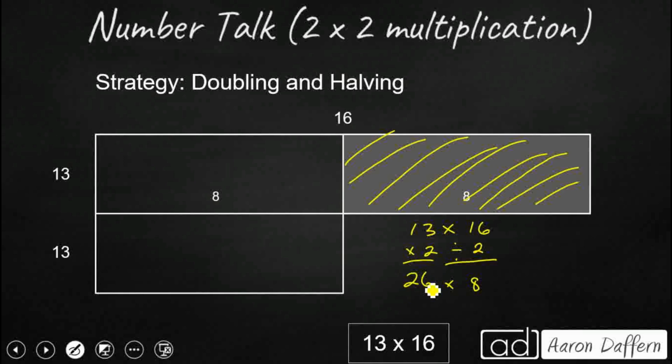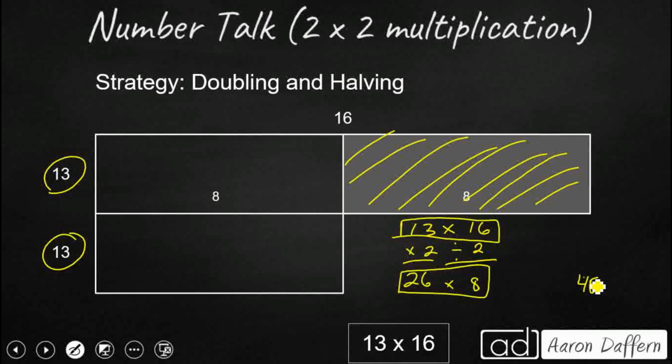So that's why we've got two sets of 13 here, which is, here's the interesting thing, 13 times 16 is the same thing as 26 times 8. So it's doubling and halving. So we're still going to need to do a little bit of mental math there. 6 times 8 is going to get you 48. 20 times that 8 is going to get you 160. So we're going to add those two. We're still going to get our 208. But it's just a different way of looking at it.